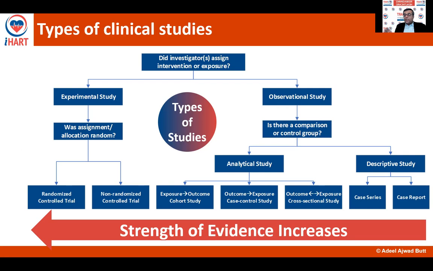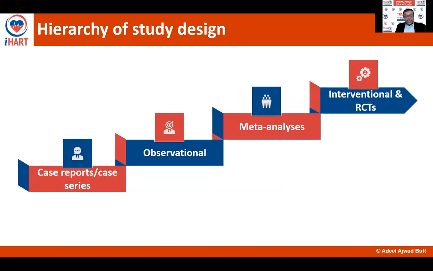As you move along from the right of your slide to the left of your slide, from case report to case series, all the way to randomized controlled trials, the strength of evidence that these generate increases. In other words, there's a hierarchy in study design with case reports and case series at the bottom, and randomized clinical trials right at the top in terms of their ability to provide strong evidence to support the hypothesis that you tested.